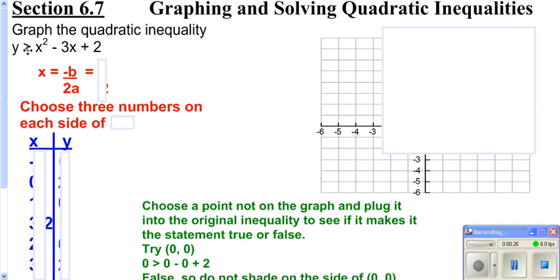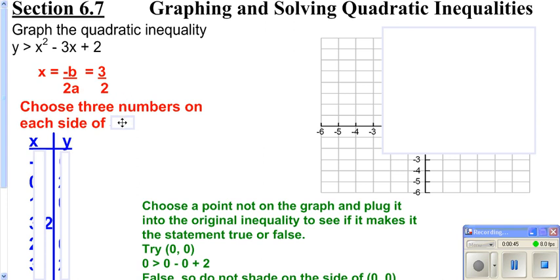In other words, we're going to end up having to graph this like we would normally, but then we're going to have to do some shading, either shade inside the parabola or outside of the parabola. Well, we're still going to use that negative b over 2a. When we do our negative b over 2a for this problem, we end up getting 3 over 2.